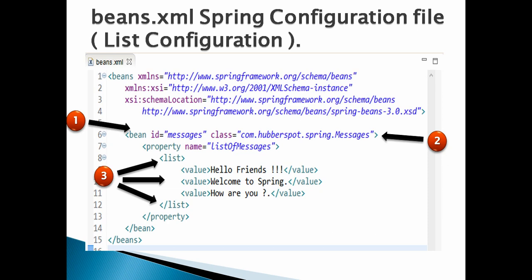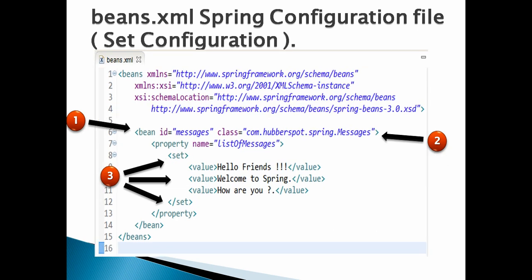As in our present slide, there are 3 value tags. It means listOfMessages will hold 3 messages such as, hello friends. Welcome to Spring. How are you? Moving ahead, we can see similar configuration for set collection. Set is configured same as list in the previous slide. The only difference is the property subtag changes from list to set.